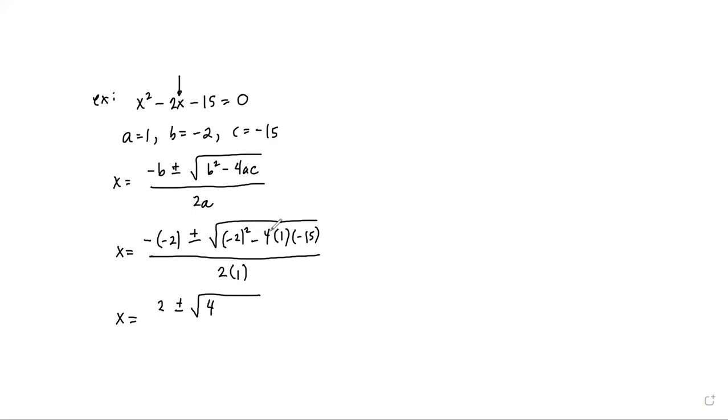And then negative 4 multiplied to positive 1 and then multiplied to negative 15 will be positive 60, all over the product of 2 and 1, which is 2. So therefore, we can simplify this as 2 plus minus the square root of 64 all over 2. And we know that the square root of 64 is positive 8. So we get 2 plus minus 8 all over 2.